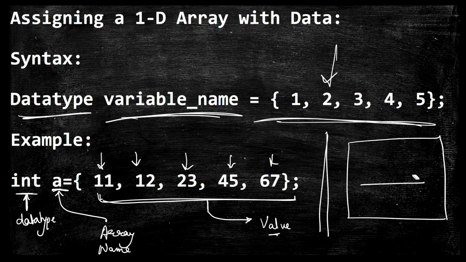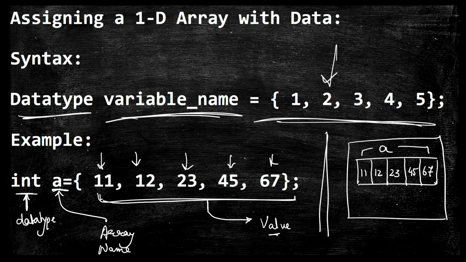If you see it clearly, in the memory, it will create a space for variable a and it will have 5 allocations in it, and it will store 11, 12, 23, 45, 67. And this comes under the same name, that is a.